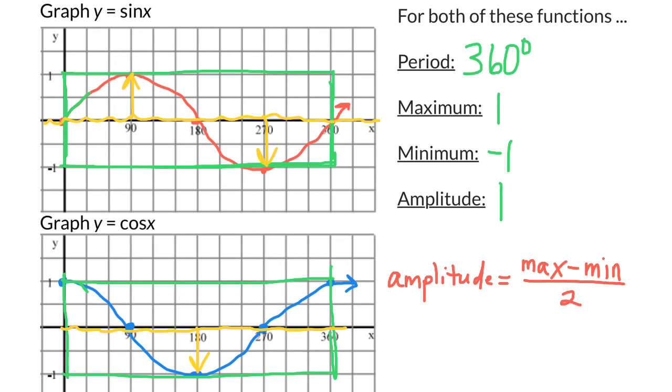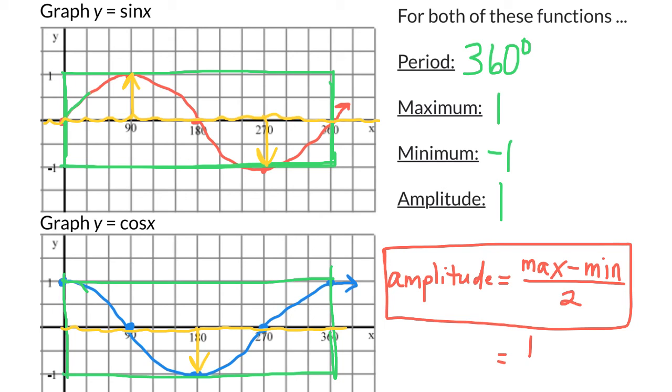And if you like formulas, you can use this formula to calculate the amplitude. The amplitude is the maximum minus the minimum divided by 2. For both of these, the maximum was 1, the minimum was -1, so that ends up being an amplitude of 1.